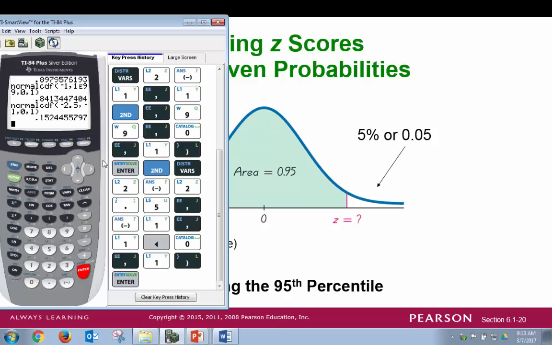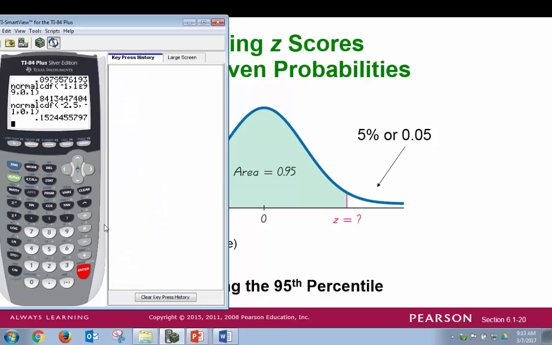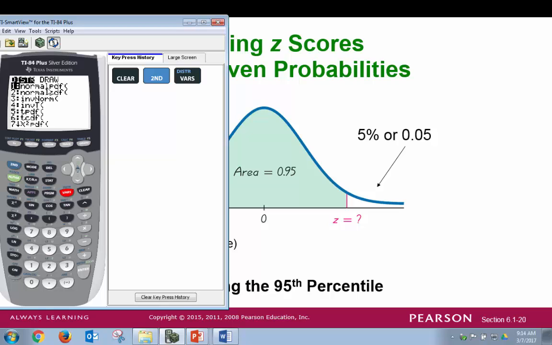And the command that we're going to use is called inverse norm. So let's clear the history here and clear this again. We were finished with those other problems. And now let's go to second function and vars. Now we've been using the normal CDF over here. We'll jump to the third one, which is the inverse norm.